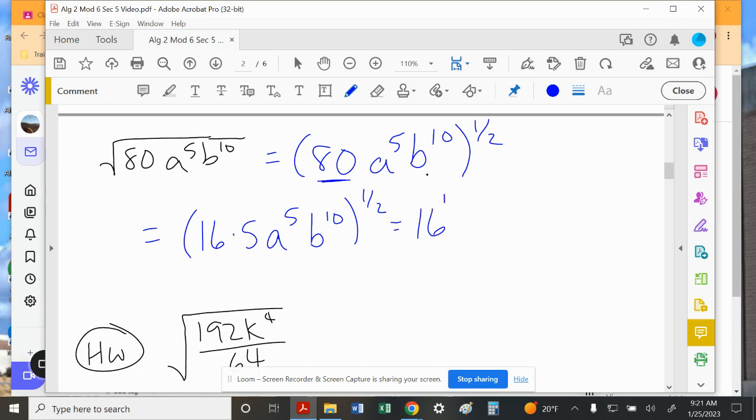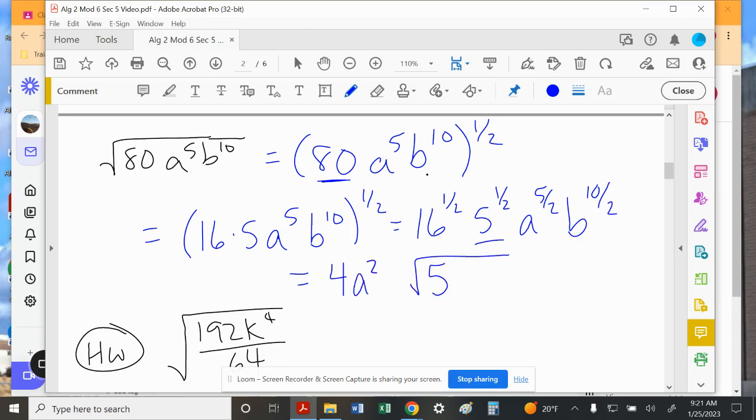So I have 16 to the 1/2 power, 5 to the 1/2 power, a to the 5 over 2. Remember, we multiply those together, and then b to the 10 over 2. And so 16 to the 1/2 is just 4. The 5 stays under the square root. 2 goes into 5 twice, so I can take out 2 a's, and I have 1 left over. 2 goes into 10 5 times, and I have none left over. So my answer would be 4a squared, b to the 5th, square root of 5a.